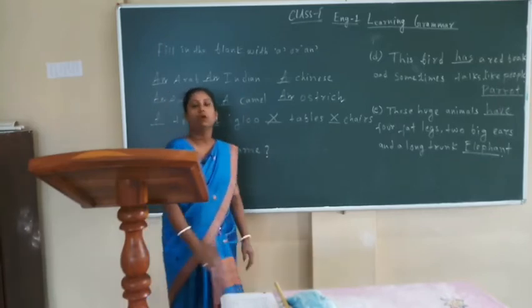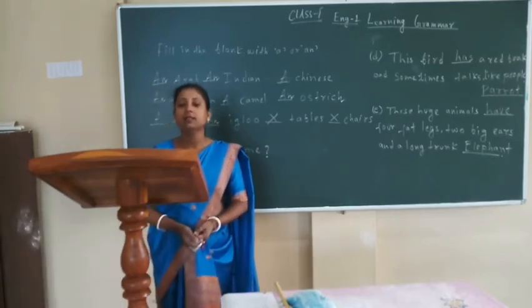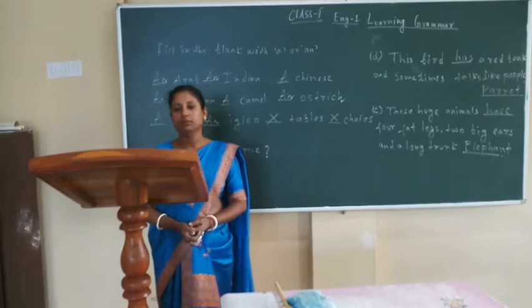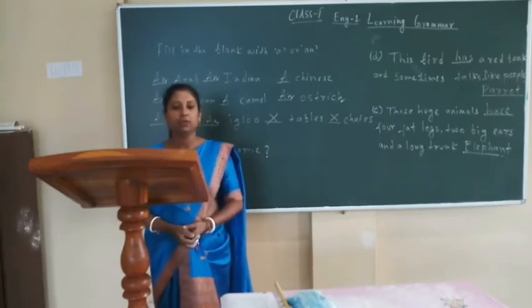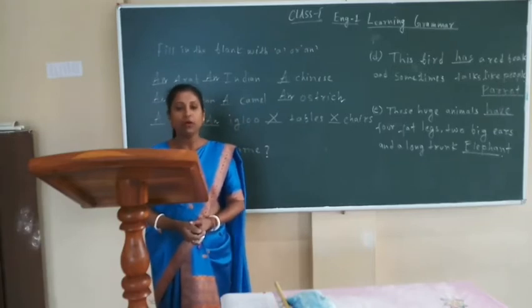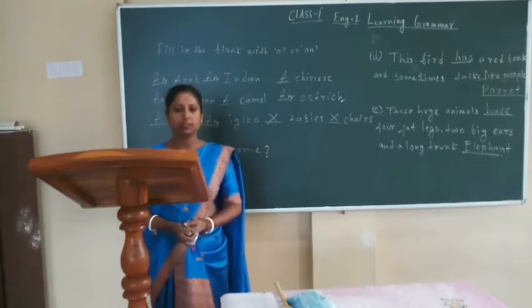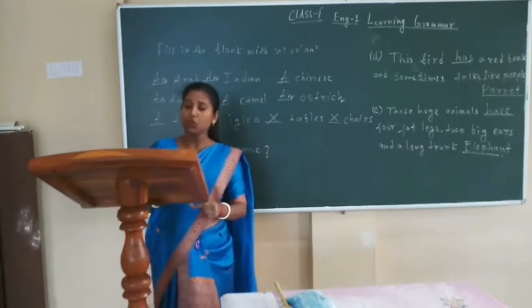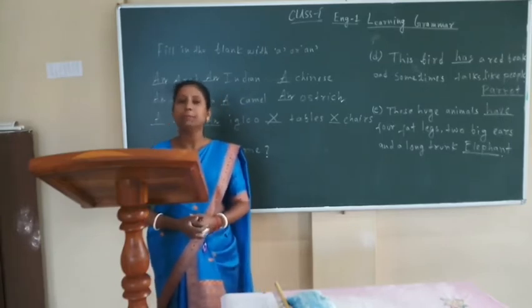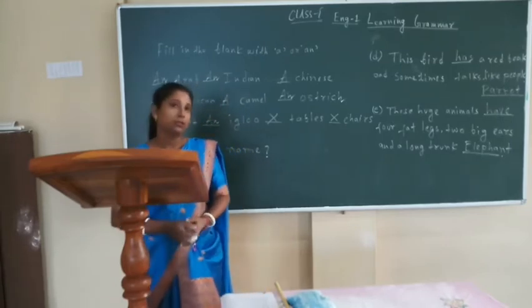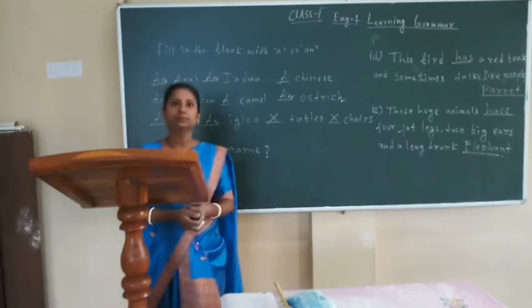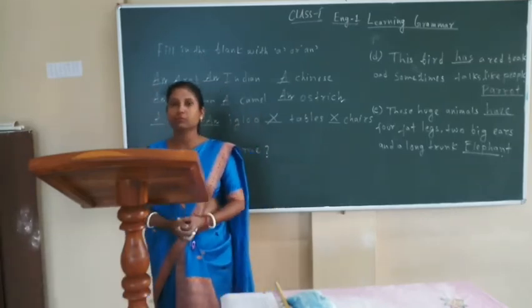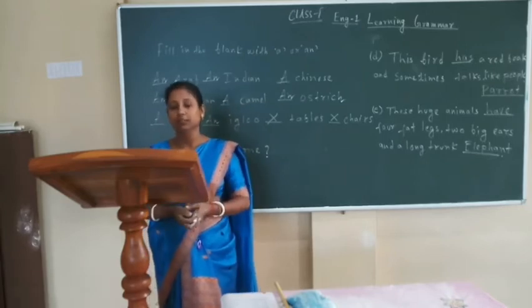Okay. What and who are special words that we use to ask questions. We use what to know about things and we use who to know about people. For example, what is your name? Who is your teacher?